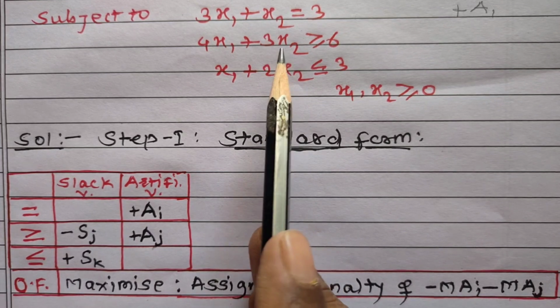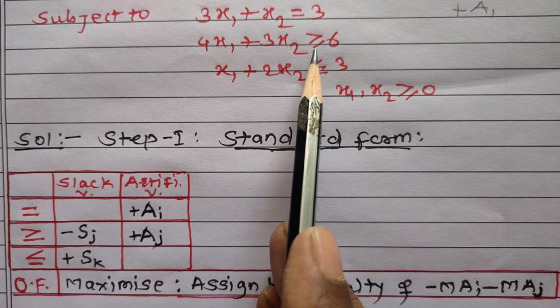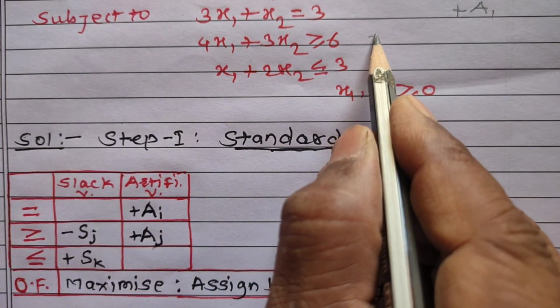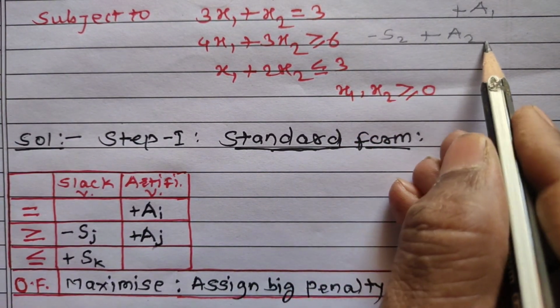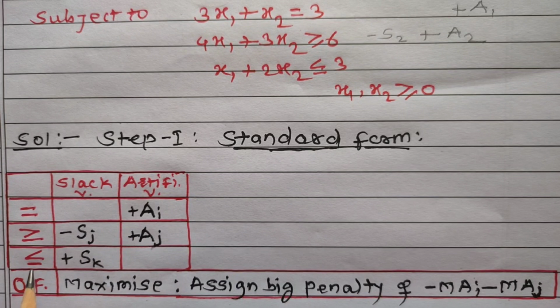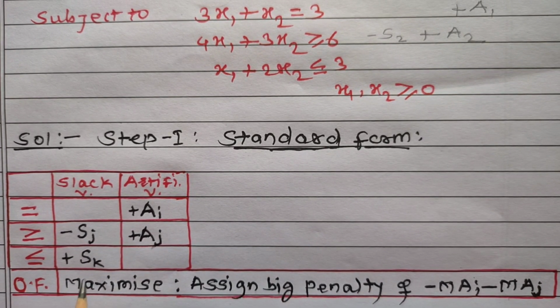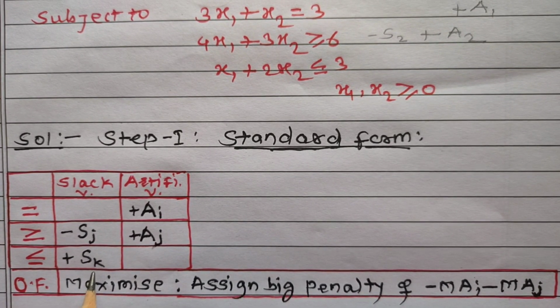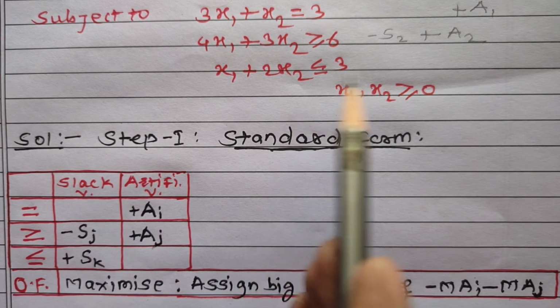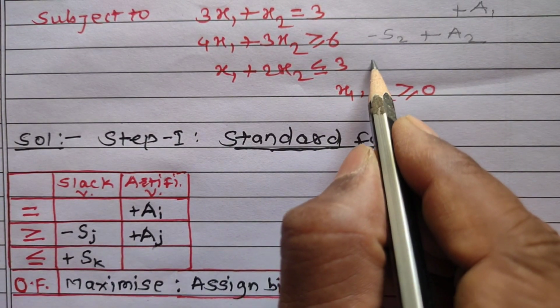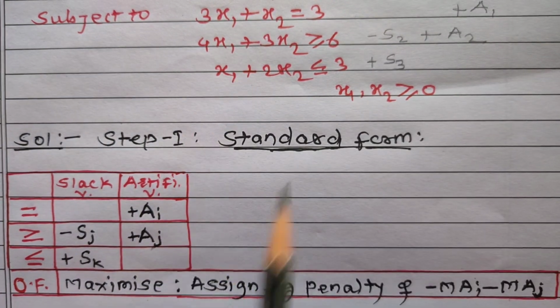Like in the second constraint, there is a greater than or equal to inequality, so in this case, this is the second constraint, so minus s2 plus artificial variable a2. And if there is a less than or equal to inequality, then add slack variable sk. Here the third constraint is having a less than or equal to inequality, so here we have to add slack variable s3. Let us find its standard form.